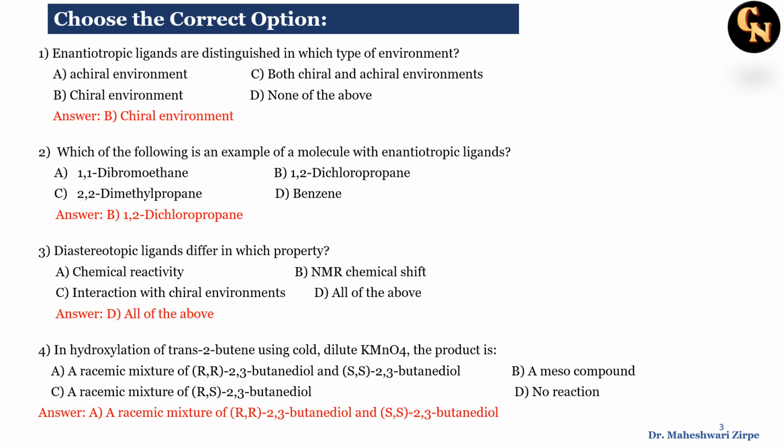Enantiotopic ligands are distinguished in which type of environment? The options given are: A, achiral environment; B, chiral environment; C, both chiral and achiral environment; and D, none of these. So the correct option is chiral environment.